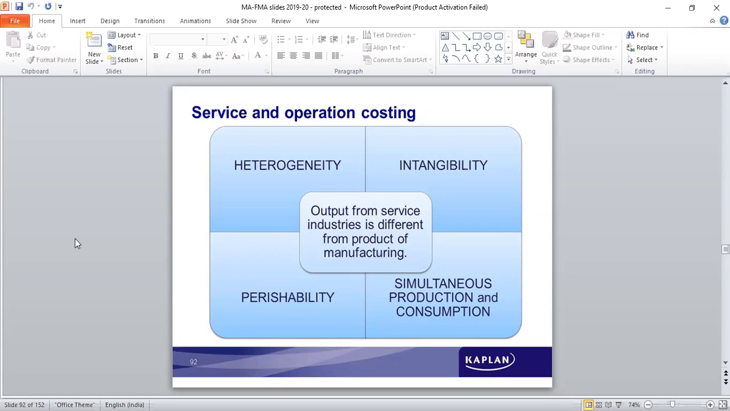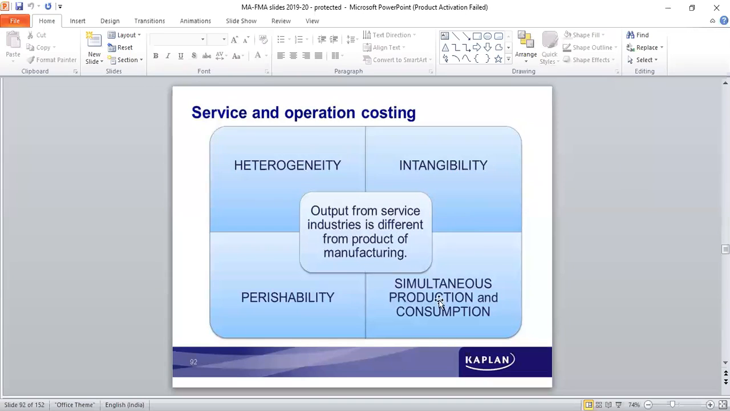and manufacturing business. The ones which are into manufacturing the product, physical product, and selling those physical products. How is it different from the business which is into rendering services to the customer? So that point we have to first understand. Output from service industries is different from product of manufacturing. See, these are the features.